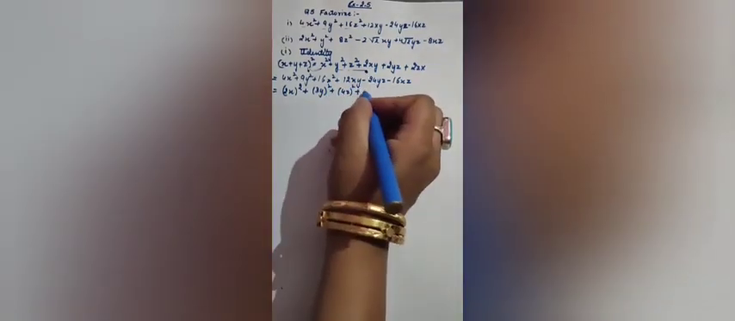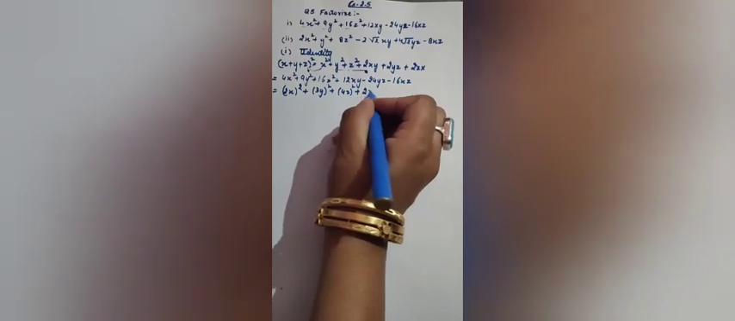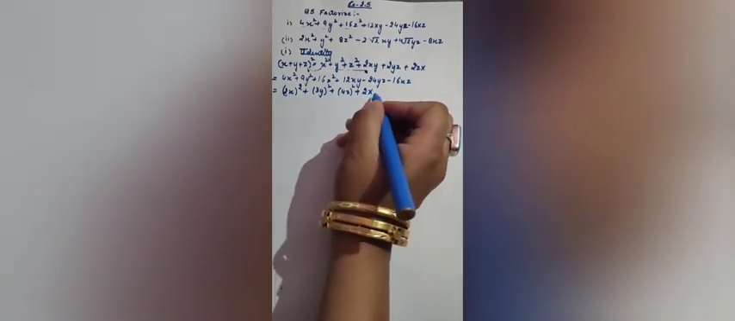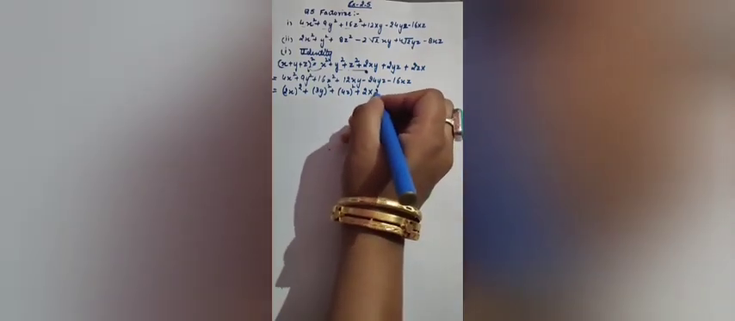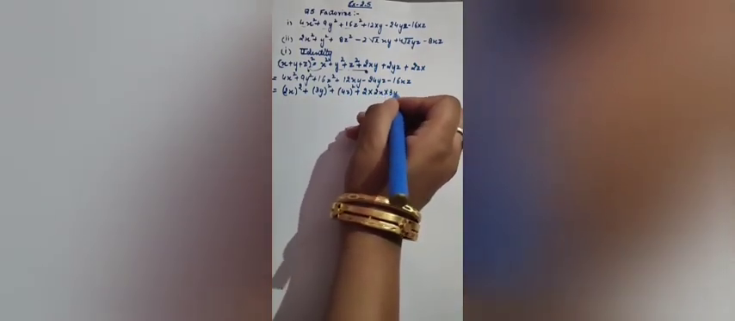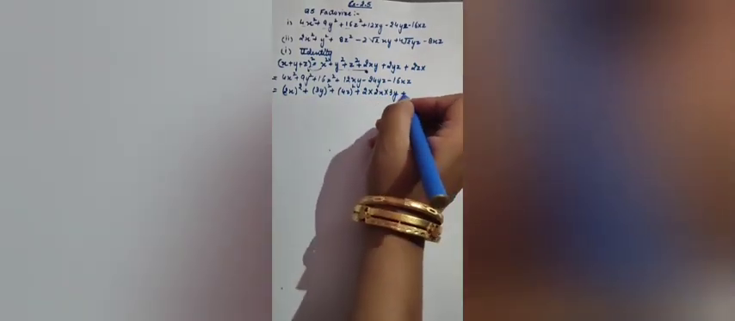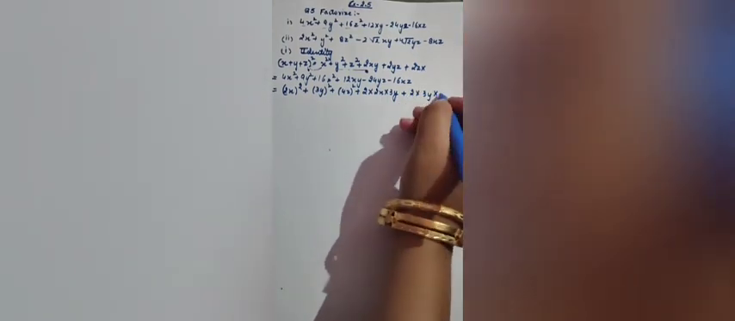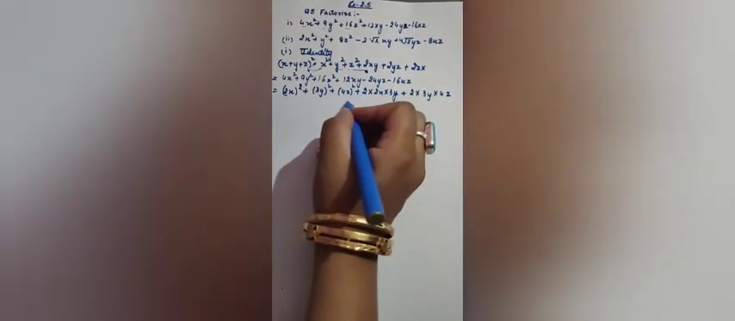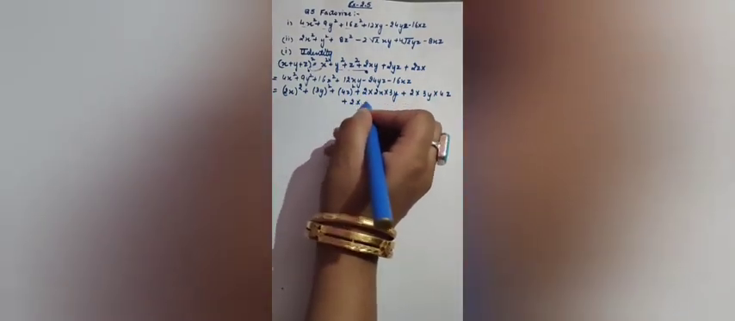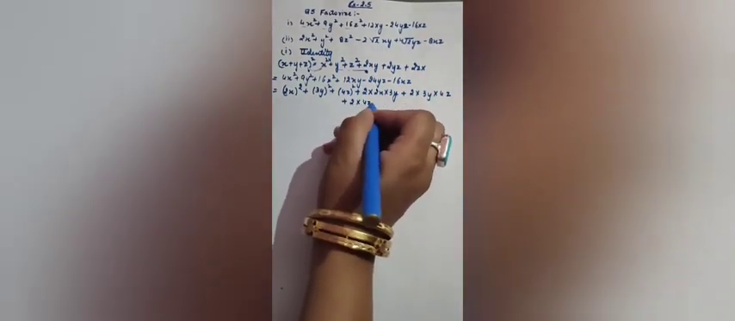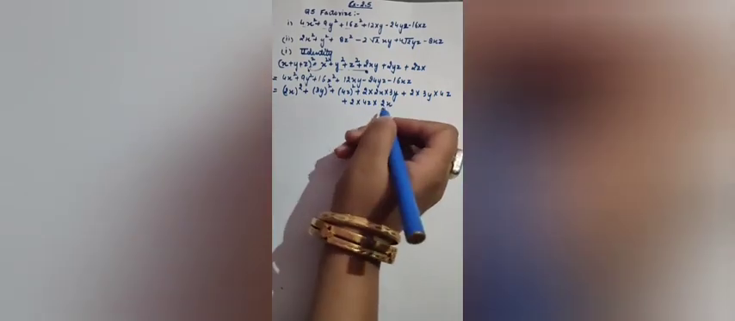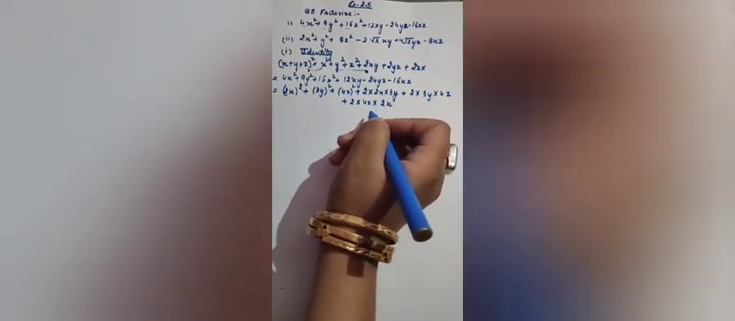square plus, here I can write 2 into, because I have to find the product of x and y, so 2 into 2x into 3y plus 2 into 3y into 4z and plus 2 into 4z into 2x. Okay students, I have written here.